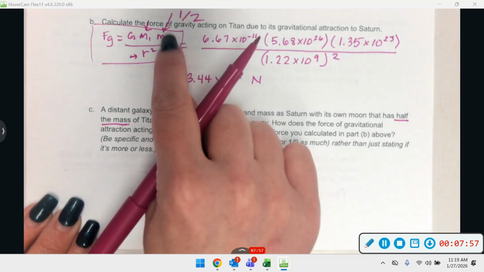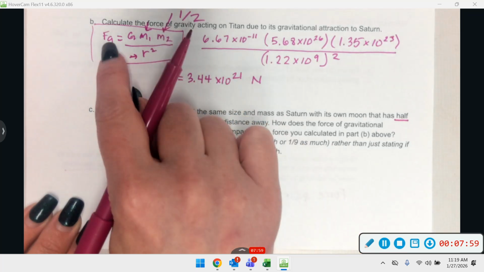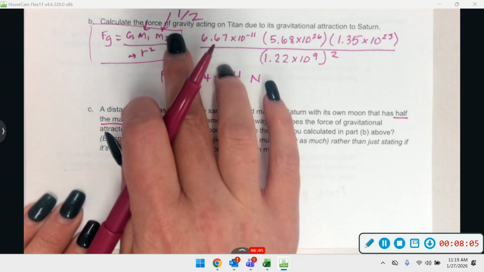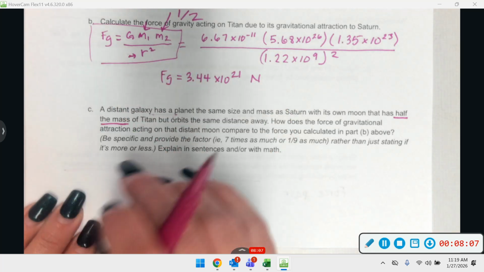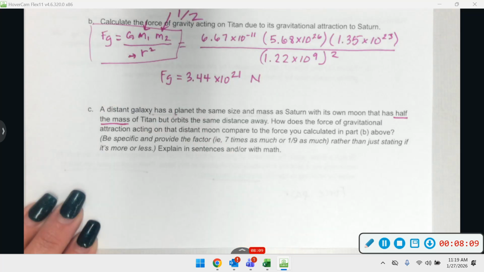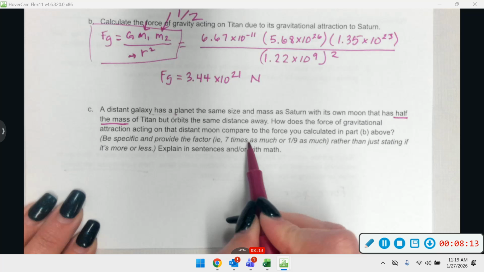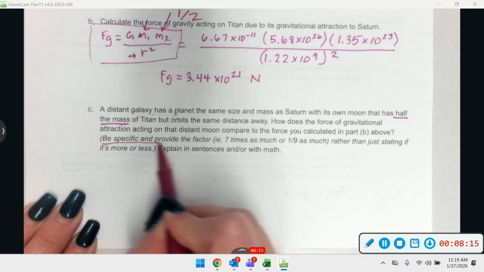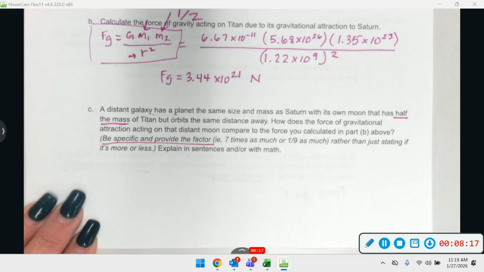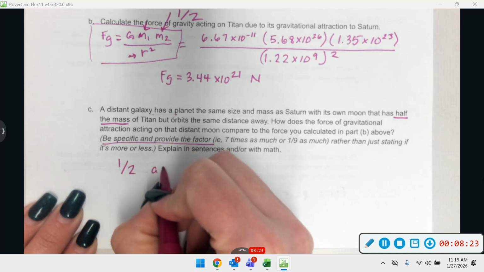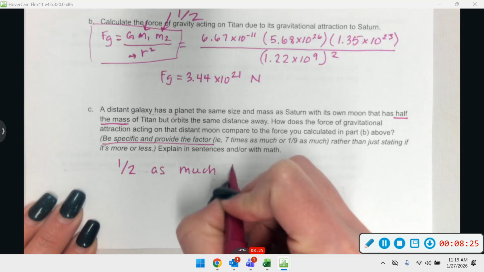And so again, it's just basically what is the relationship between force and mass, and that's a directly proportional relationship. So if I have half the mass for one of my objects and leave everything else the same, I should have half the force of gravity. And that's all this wants, is how does the force of gravity compare? And it says to be specific and provide a factor. So we don't want to say it's less. Okay, we want to say how much less and provide a factor. So we would say it is half as much Fg.